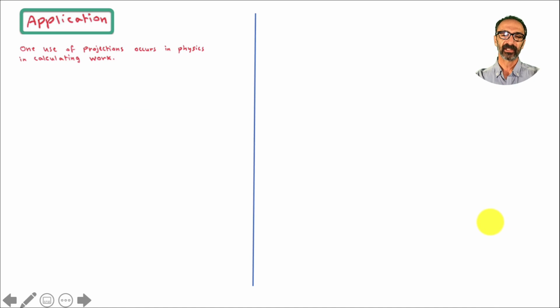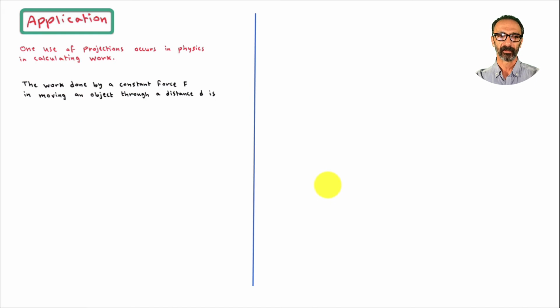Here's a very interesting topic as an application to dot product and projections and vector calculus. One use of projections occurs in physics in calculating work. I have everything for you, so don't worry. And I'm going a little bit slow because I want you to follow me, not just keep stopping the video and reading. The work done by a constant force, F.